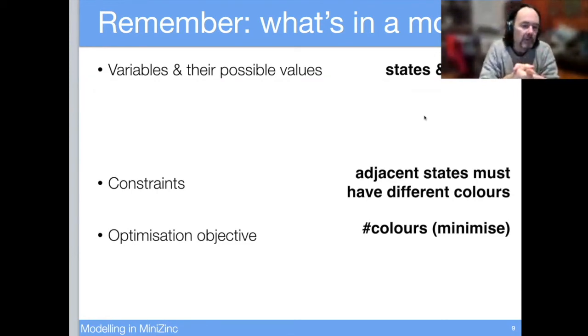We're going to have constraints. So for each adjacent state, they must have different colours, or they can't have the same colour. And typically in optimization, we do optimization, not just satisfaction. We say, okay, we're trying to minimize the number of colours.